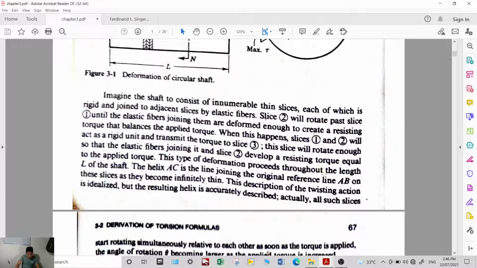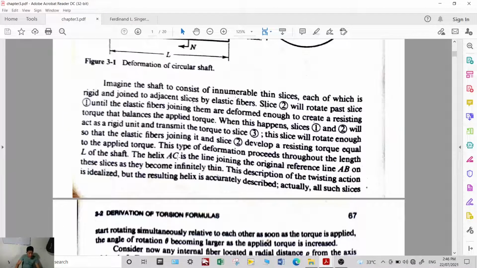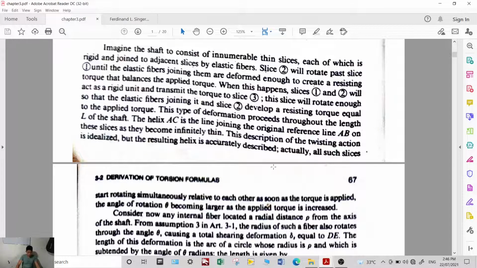This type of deformation proceeds throughout the length L, until it reaches C. The helix AC is the line joining the original reference line AB on the slices as they become infinitely thin. This description of the twisting action is idealized, but the resulting helix is accurately described. So all such slices start rotating simultaneously relative to each other as soon as the torque is applied, at angle of rotation theta, becoming larger as the applied torque is increased.